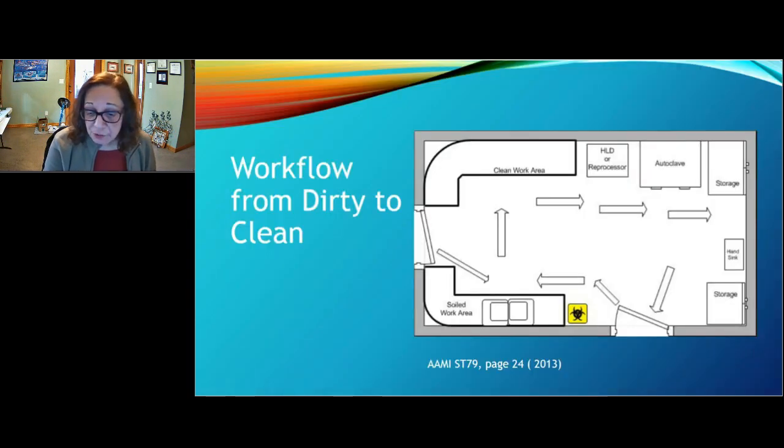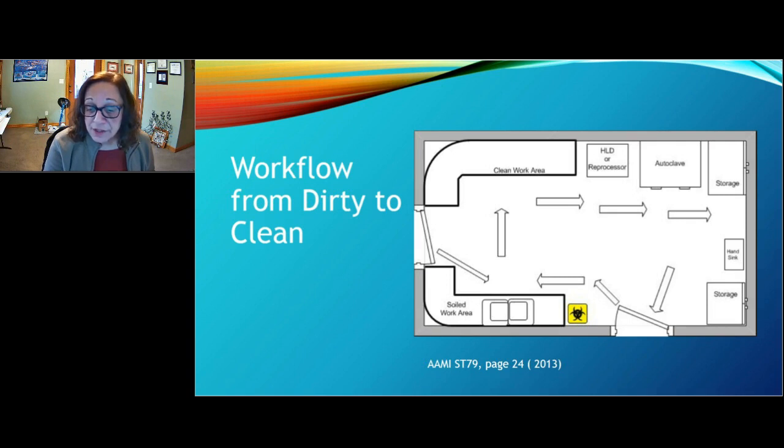Workflow from dirty to clean. This is from AAMI ST79. I kind of borrowed the picture. I want to point out a couple of things. This particular picture has one-way workflow, unidirectional. So you would come in, and you see the little yellow symbol there. That's for an eye wash station. Follow the arrows to the soiled work area where they actually clean.